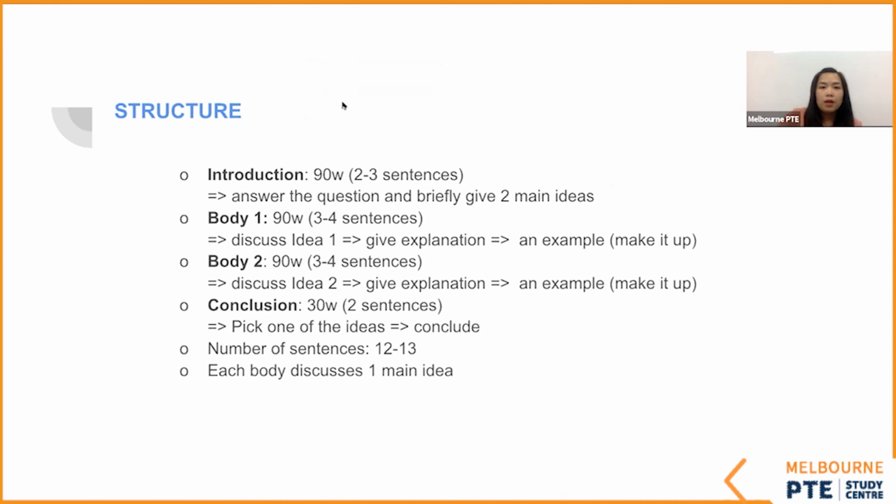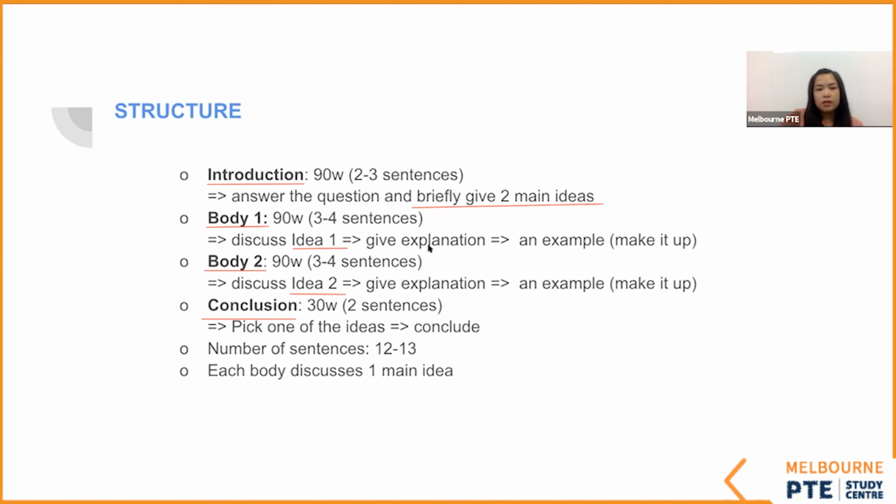Now for structure, you have 4 paragraphs. The first paragraph is the introduction. The second paragraph is body 1. Third paragraph is body 2. And the last one is the conclusion. That's all you need to have in your essay, okay? Now for the introduction, you don't have to do much. All you do is briefly give me 2 ideas. In body 1, you discuss idea 1, and in body 2, you discuss idea 2.